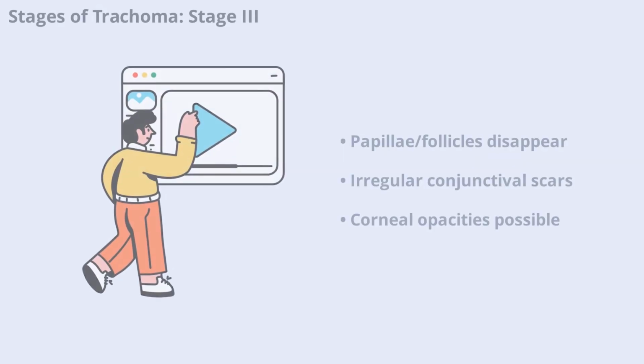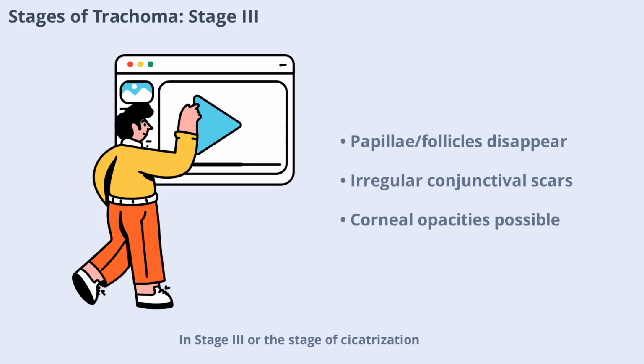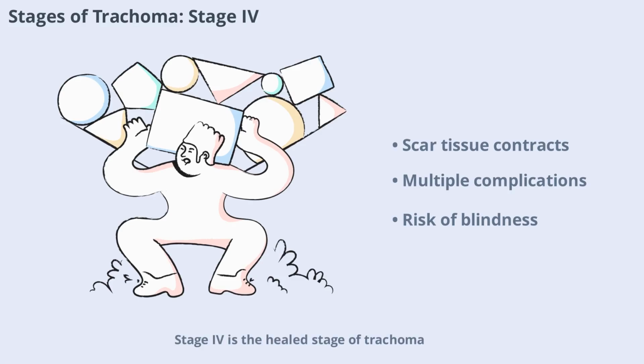In stage 3, or the stage of cicatrization, the papillae and follicles disappear, leaving behind multiple irregular scars on the tarsal conjunctiva. Corneal opacities may also develop, leading to vision impairment. This stage can last for several years and marks the transition from active infection to chronic scarring. Early intervention can help prevent permanent damage. Stage 4 is the healed stage of trachoma, where scar tissue contracts and various complications may arise.